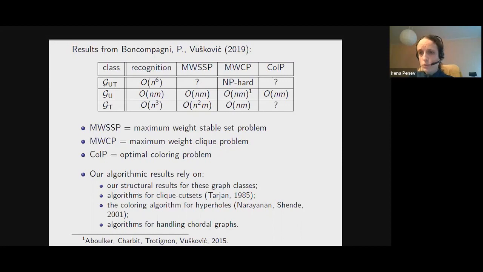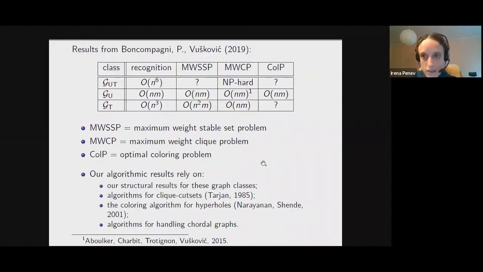Now, remember, the decomposition in our decomposition theorems is the clique cut set. And for those clique cut sets, we use algorithms that have been known since the 1980s. And then we also use a coloring algorithm for hyperholes, produced about 20 years ago, and also a variety of algorithms for handling chordal graphs. So those are very well known.